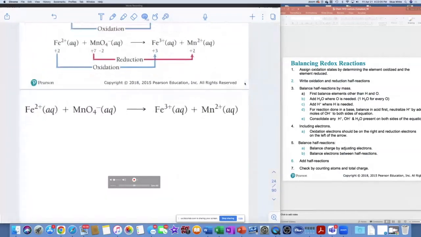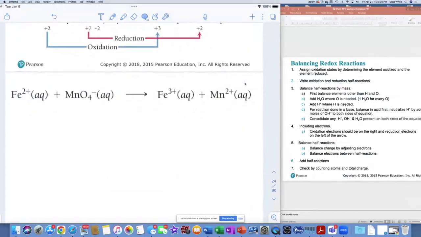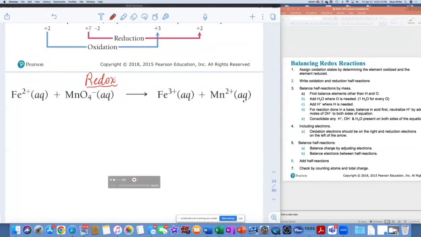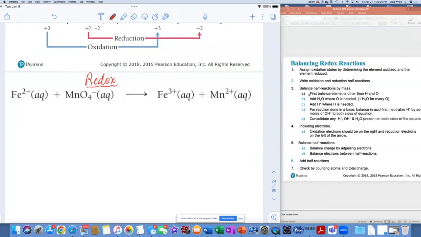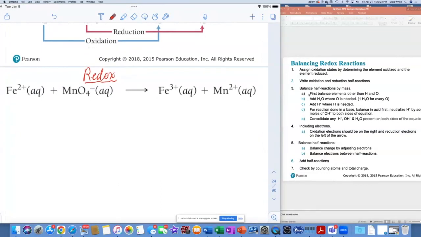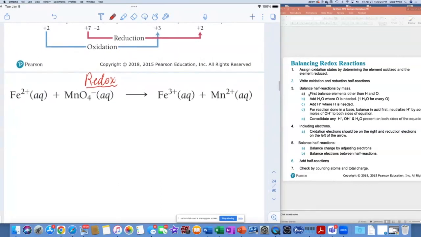So we're going to be balancing this equation. This is a redox equation. We're going to be balancing it using the redox rules. So before the little break I took, I wanted to make sure I had the rules next to me. So I'm going through the rules as I'm following it. We can see both sides of the screen. So I'm going to have this here so I can look at it. Okay. First thing it says here, assign oxidation states by determining the element oxidized and the element reduced.